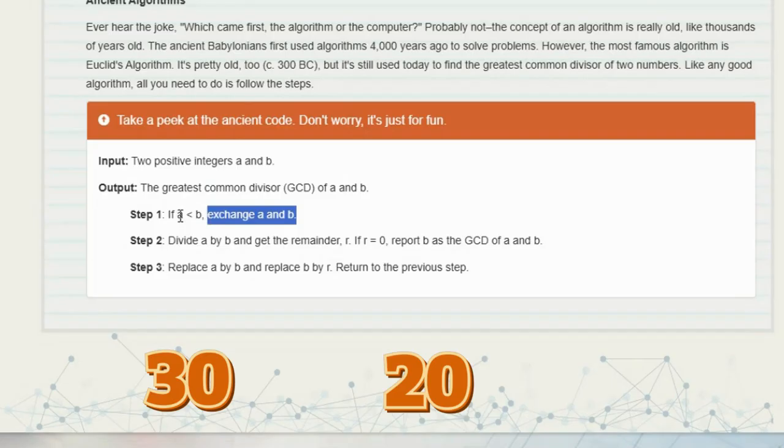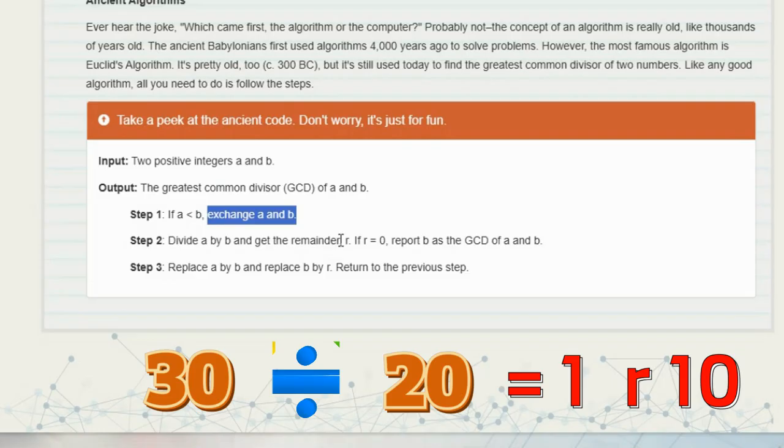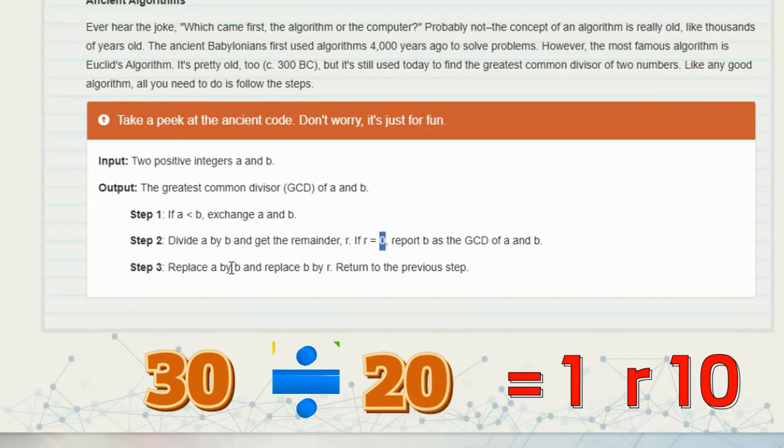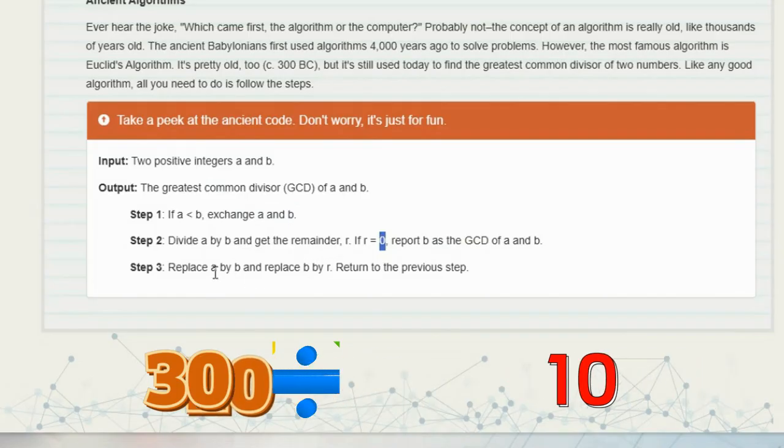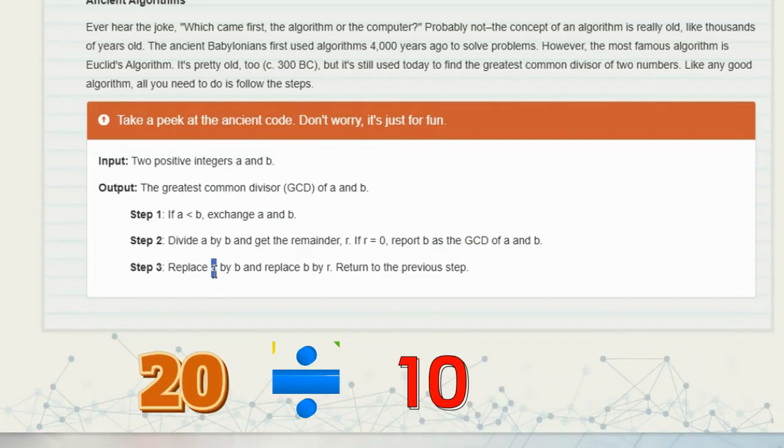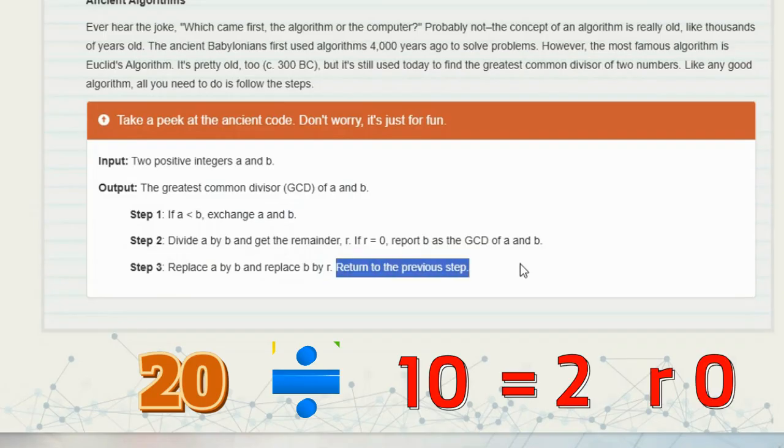So 20 and 30. Divide A by B and get the remainder. Well, 30 divided by 20 is 1 with a remainder of 10. If it's 0, report B is the greatest common denominator. It's not 0. The remainder is 10. Replace A by B and replace B by R. So now it would be 20 divided by the remainder 10. And 20 divided by 10 would be equal to 2 with the remainder of 0.